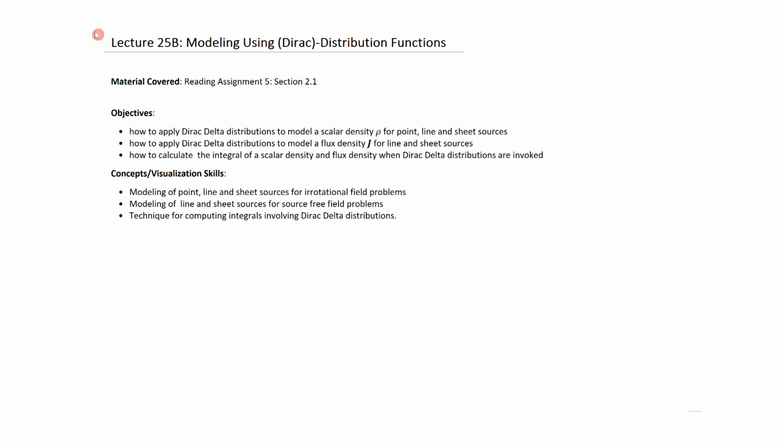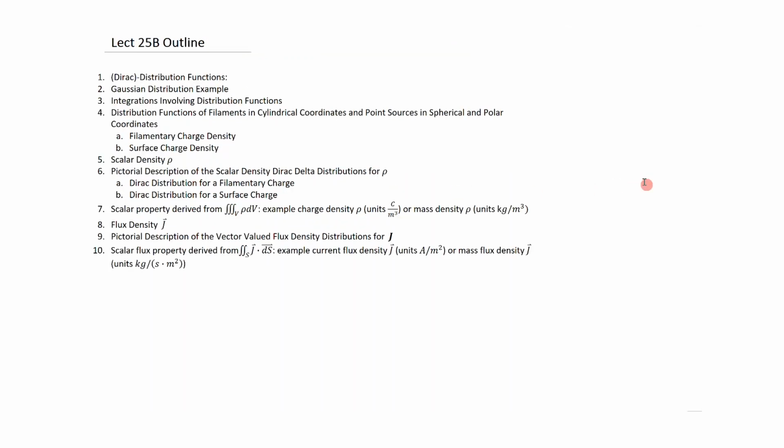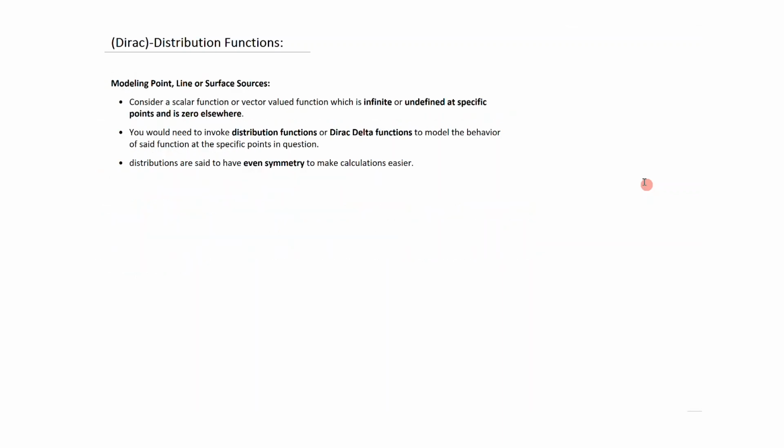including how to model a point, line, and sheet source for irrotational field problems, how to model a line and sheet source for source-free problems, field-free problems, and thirdly, the technique for computing integrals involving Dirac delta distributions. As usual, the second slide is just a summary of the slides to follow, so we'll just move on.